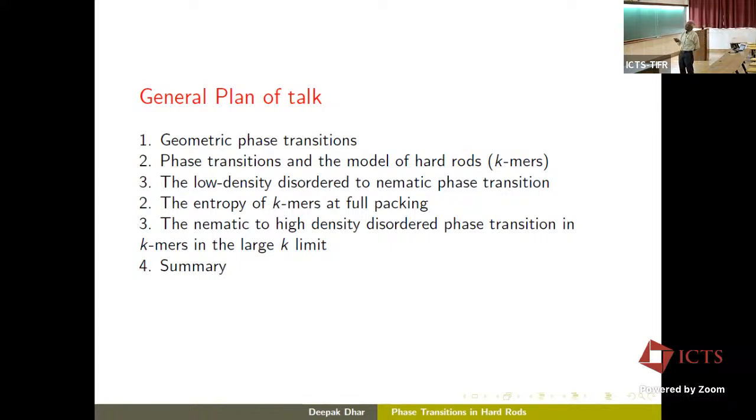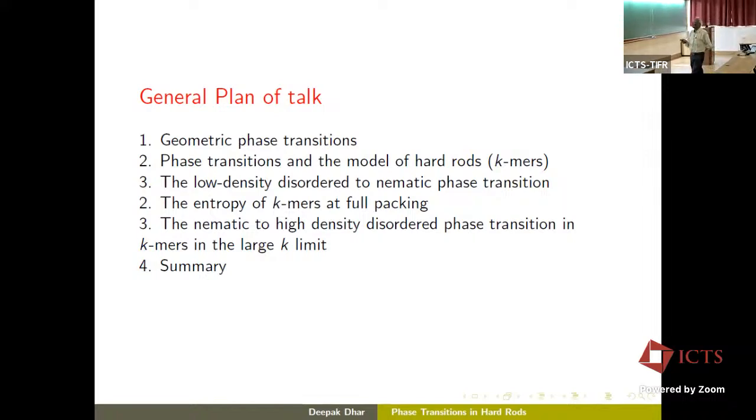There is a low density disordered phase. At low density of these rods, things at large distances are roughly uncorrelated. If one rod is placed in some orientation on the lattice, the next rod can be in other ways. So there is no orientational order. But if you increase the density, it goes into a nematic phase where the rods become more or less aligned in the same direction. And if you go to even higher density, the nematic phase goes into some other phase. So we will discuss these phase transitions.